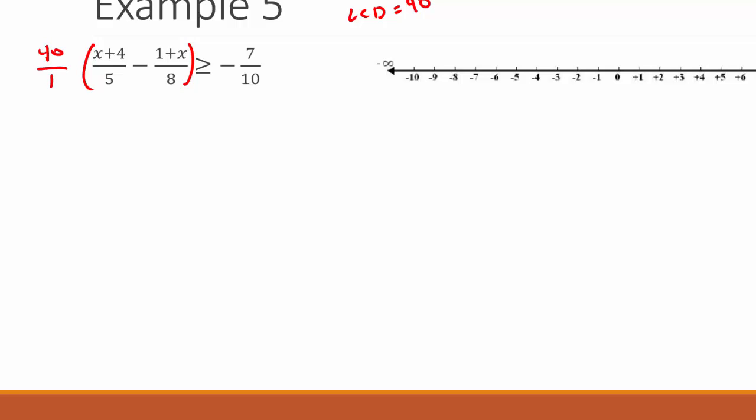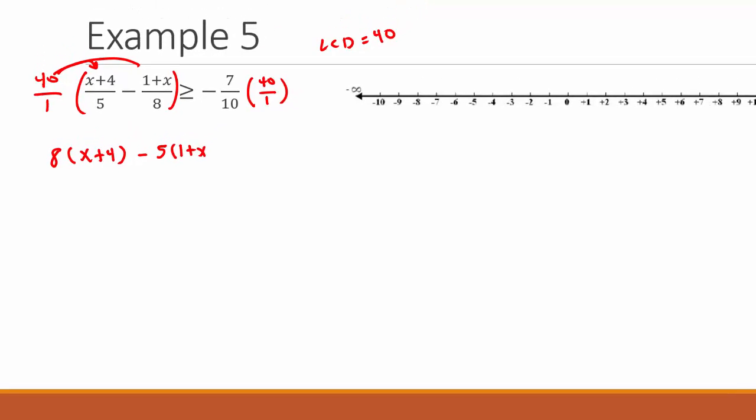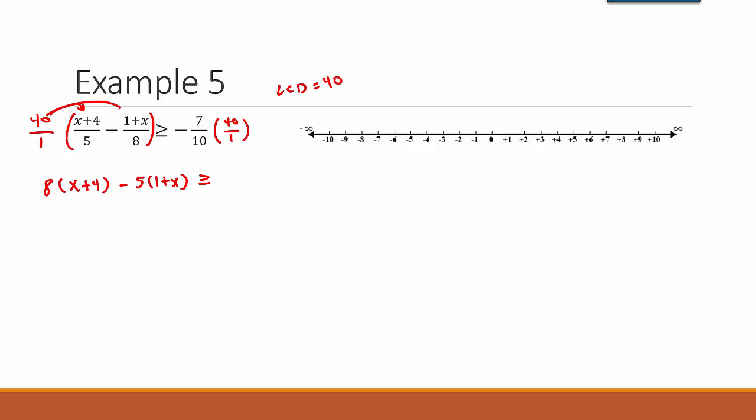So I will need to multiply both sides by 40 or 40 over 1, using my distributive property here. So 5 will go into 40 8 times. So I would have 8 times x plus 4 minus, 8 will go into 40 5 times. So I would have minus 5 times 1 plus x is greater than or equal to 10 will go into 40 4 times. So I would have negative 7 times 4.